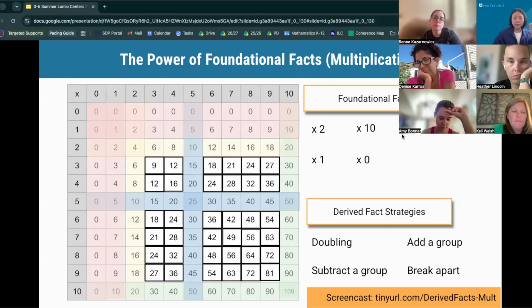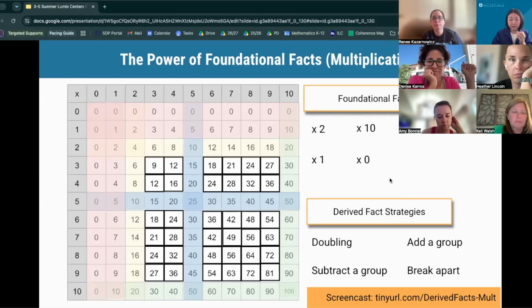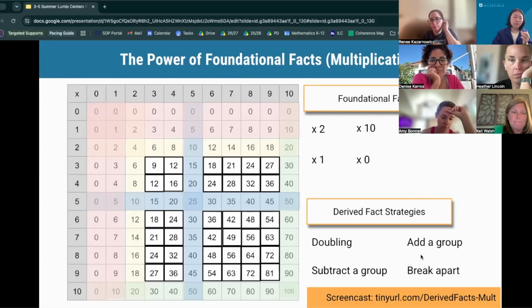You might also notice when you take a look and ask, hey, which foundational facts do my students know? That they might not know all of their foundational facts yet. Then go ahead and target a foundational fact before you really think about derived fact strategies.